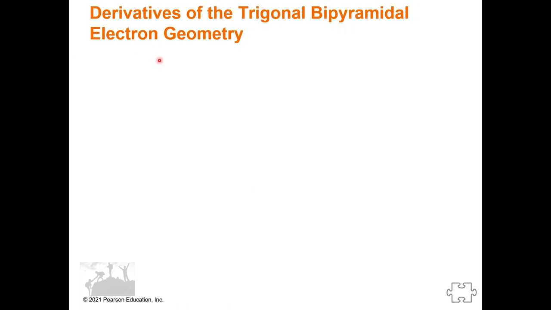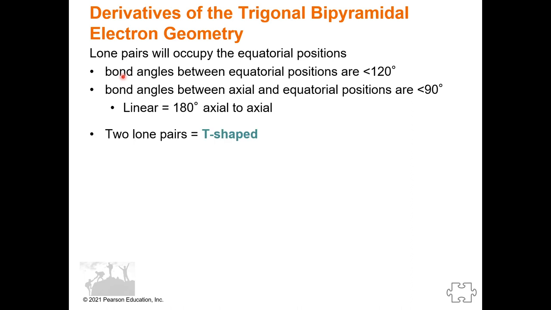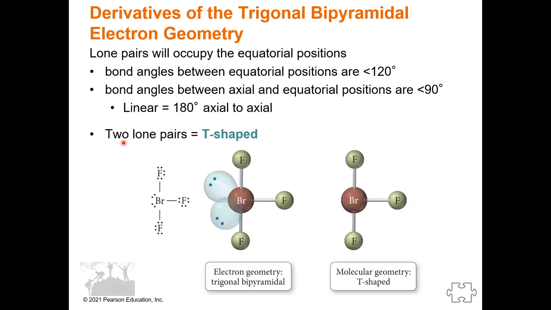If we add another lone pair, it still has to occupy an equatorial position. So if we have two lone pairs and three bonding groups, we have what's called a T-shape. So if we get rid of these two lone pairs, remember they're still there, but we're not going to include them in our picture here. We do that so that you could actually see the T-shape molecular geometry.